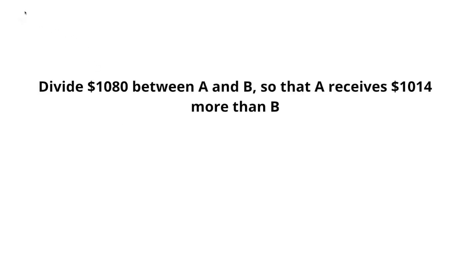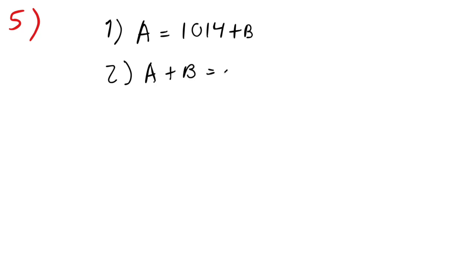What happens next? Last question. What does it say? We have to divide $1,080 between A and B so that A receives 1,014 more than B. How shall we do this? Alright, so we have two different statements. That A shall be 1,014 plus B. It receives that amount of money more than B. Now what happens? That A plus B, both numbers, must be equal to the amount that we are going to divide, 1,080, right? So what does that mean?